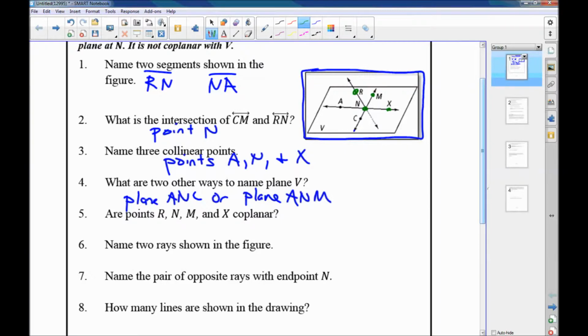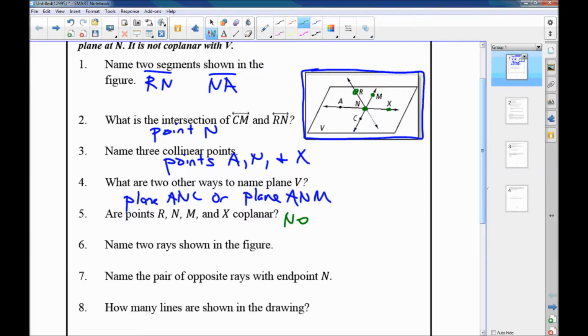R is above plane V because remember that line RN pierces plane V at point N. So that doesn't work out for us. Those four are not on the same plane. Okay. Now R, N, and M are on the same plane, but then X is not. So this is going to be no.